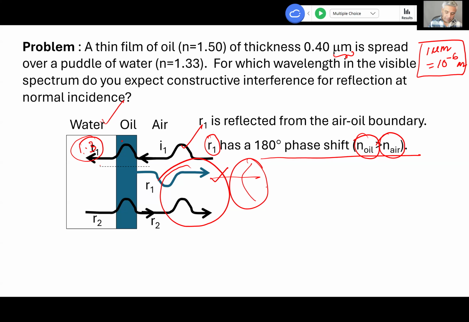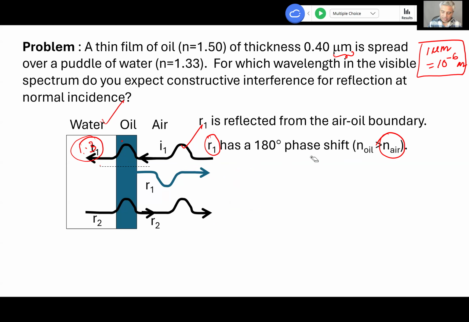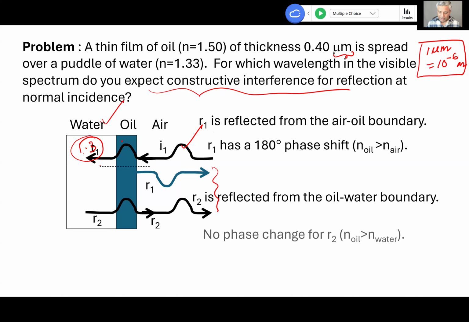For this problem, we want them to constructively interfere. The question is saying we want to filter out the wavelength, only the one that goes through constructive interference. So by looking at reflection only, they have a 180-degree phase change. Okay.